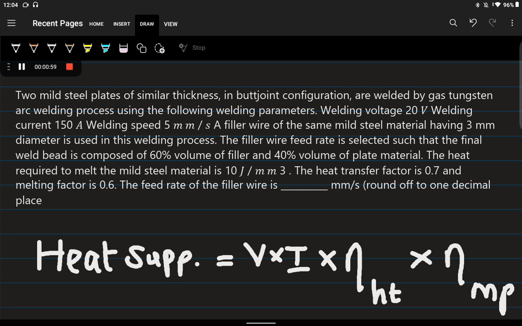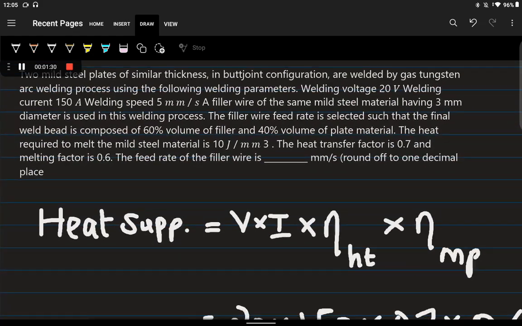The heat required to melt the mild steel material is 10 joule per mm cube. Next, the heat transfer factor is 0.7 and the melting factor is 0.6. We need to find the feed rate of the filler wire in mm per second. Before we start the question, I guess you all know what a gas tungsten arc welding process is. Assuming you have some basic knowledge about that, let's proceed with the question.